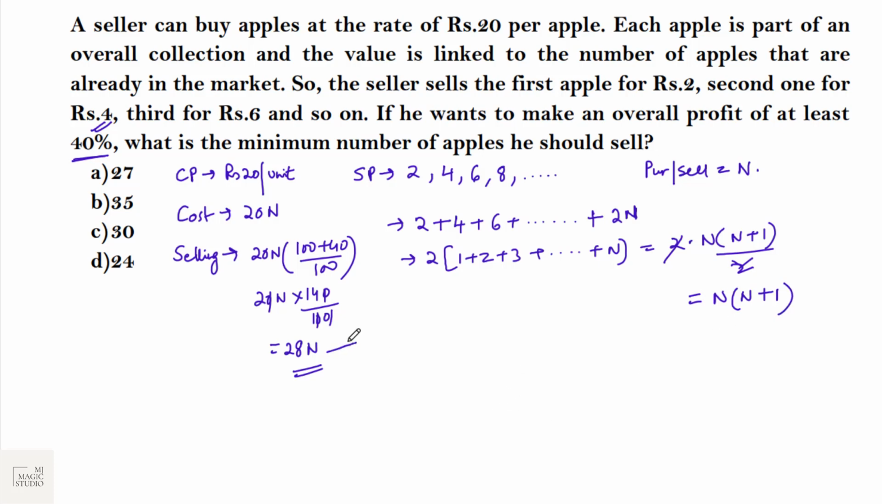Done. Now we can see that equation number 1, that is 28n, should be equal to equation number 2, that is n into n plus 1. On equating n into n plus 1 equals 28n, n cancels, and the value of n would be 27. So the minimum number of apples that he should sell is 27 to be sure that he has earned a profit of at least 40%. Option A is the pick.